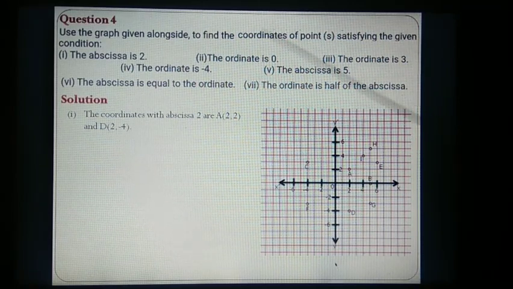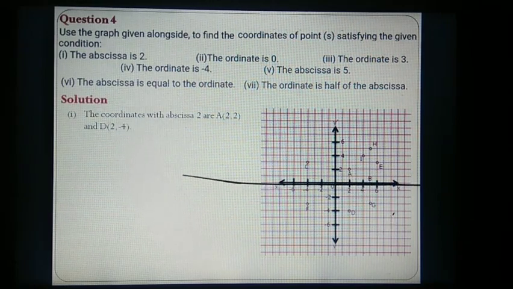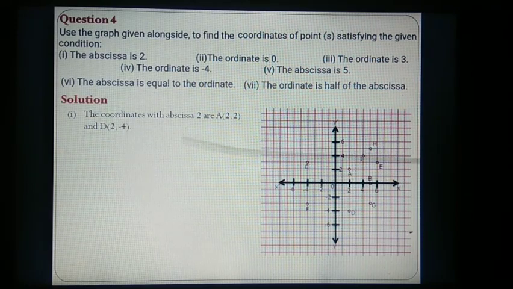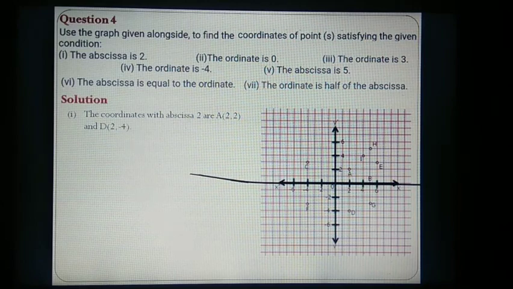Okay, now for the next, ordinate is 0. That means y value is 0. Now y value is 0 means the coordinate must be exactly on the x-axis, because on the x-axis we are not moving in the y direction. We are not going up, and we are not going down. So that's why the ordinate will be 0 out there.